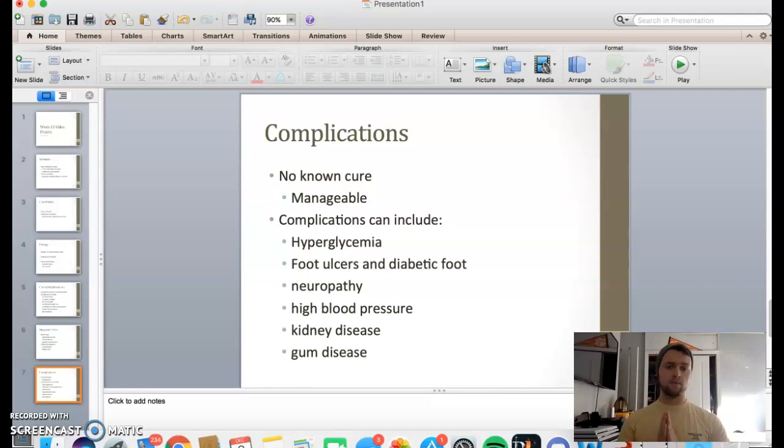If you don't do so, then that could lead to complications, whether it's your blood glucose levels get out of control, being too high or too low. Some of these complications can arise: hyperglycemia, elevated blood sugar; hypoglycemia, low blood sugar; foot ulcers, diabetic foot; neuropathy, nerve damage; high blood pressure; kidney disease can develop; and of course gum disease as well.